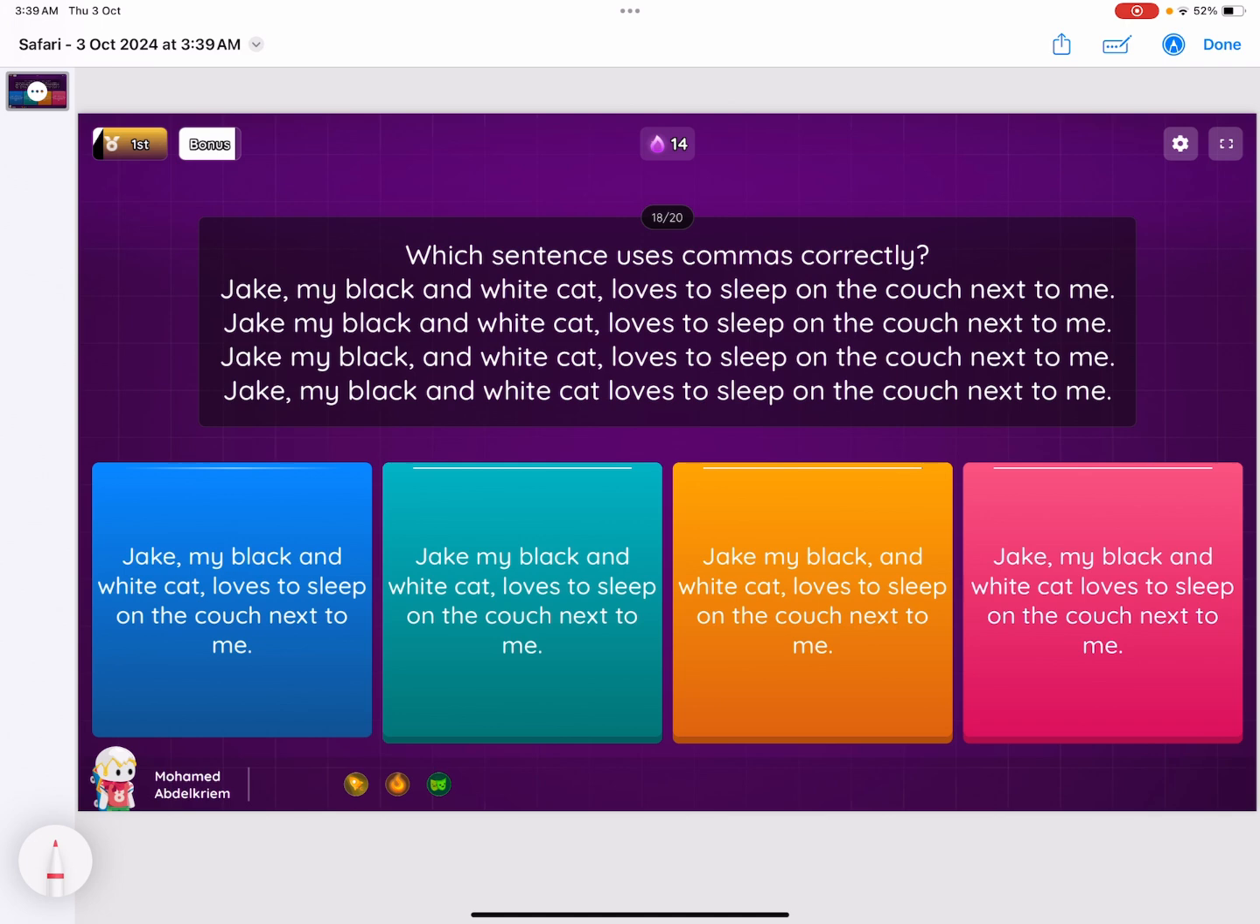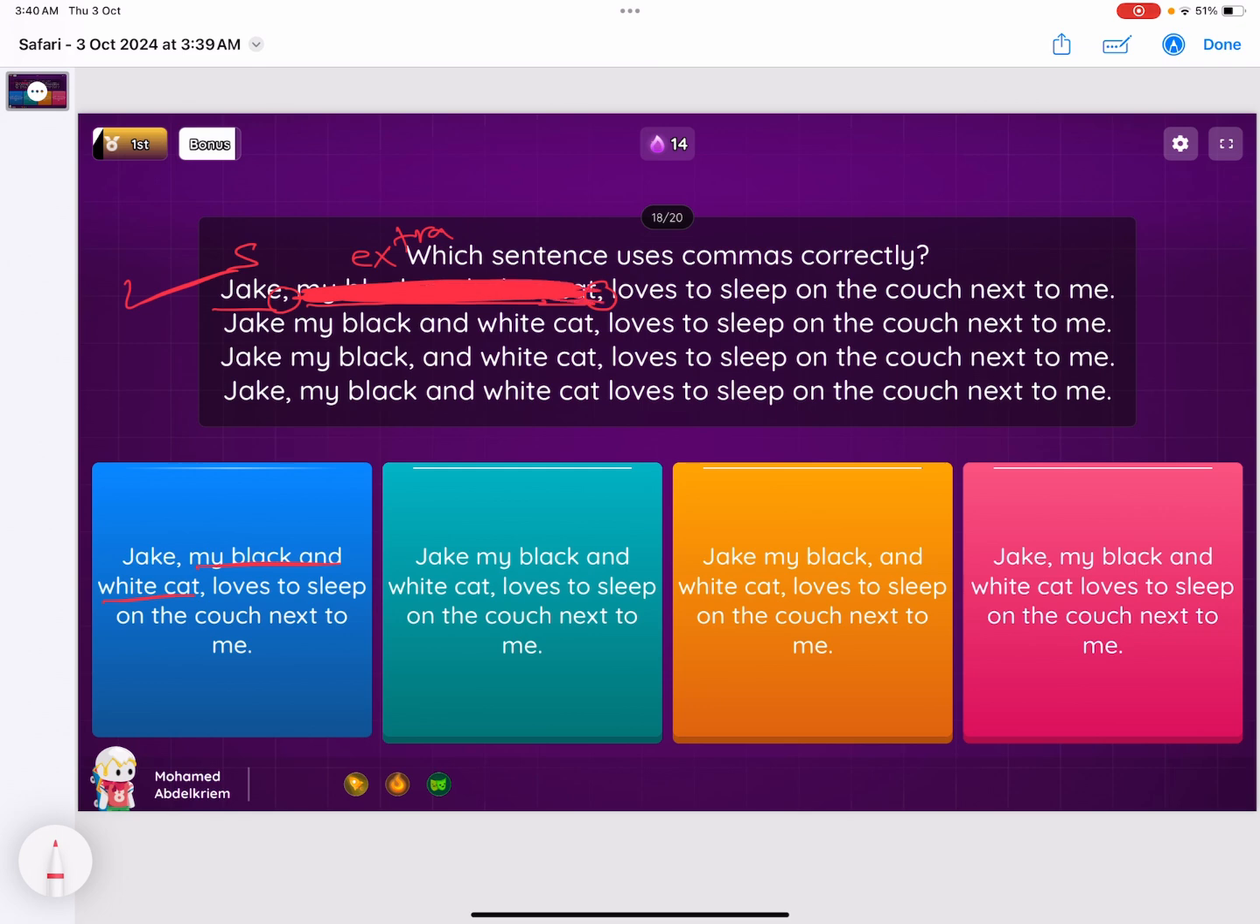All right, which sentence uses commas correctly? Jake, my black and white cat, loves to sleep on the couch next to me. So here, Jake is my subject, and then he gave me extra information about his cat. So this is extra information, and if you remember, whenever we're using any extra information, we must use two commas or two dashes. Jake, my black and white cat, loves to sleep. And again, how do I know that this is extra information? Cross it out and check the sentence. Can you continue the sentence without this information or not?